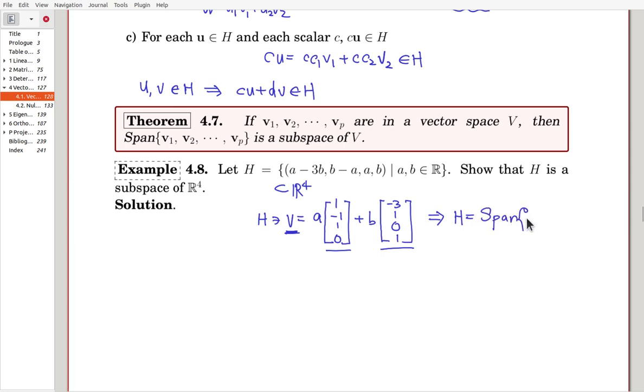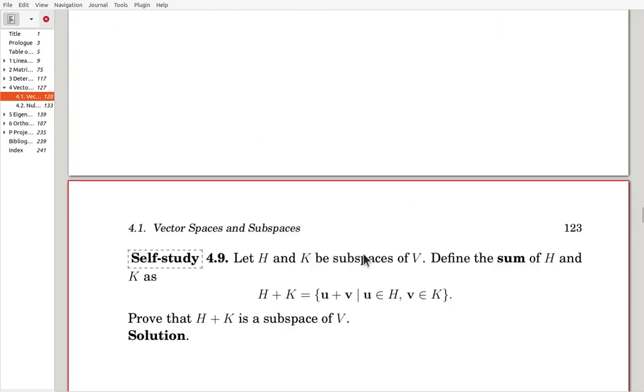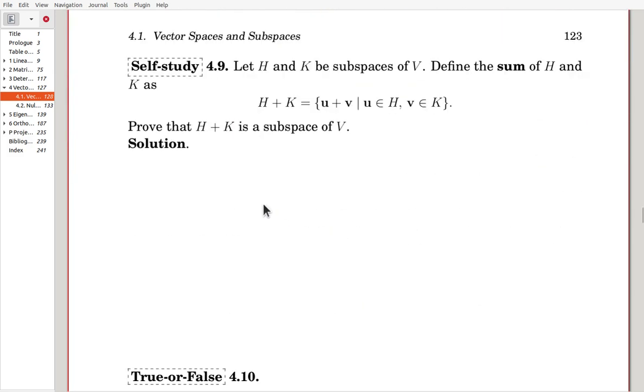Let's say that's V1 and V2. This one is V1 and that is V2, right? So H must be a subspace. A spanned set is a subspace. Now, H and K are subspaces of V.